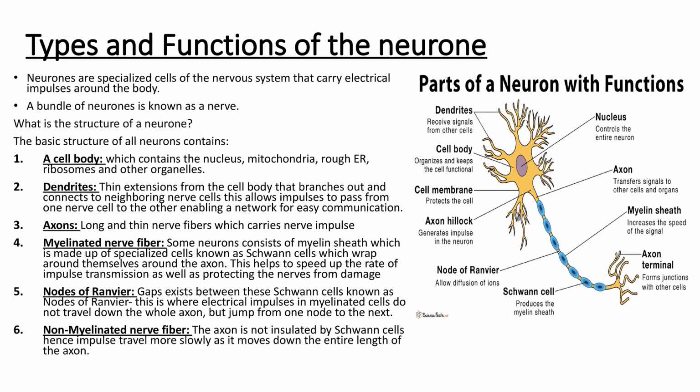The next one is the non-myelinated nerve. As we have discussed before, not every neuron contains a myelinated nerve fiber. In the non-myelinated nerve fiber, the axon is not insulated by Schwann cells, and hence impulses travel more slowly as they move down the entire length of the axon.